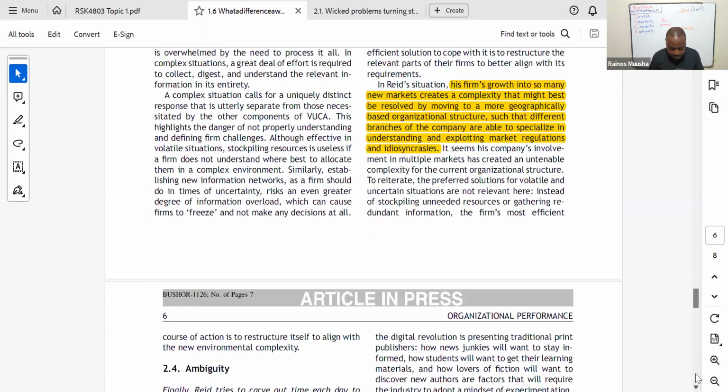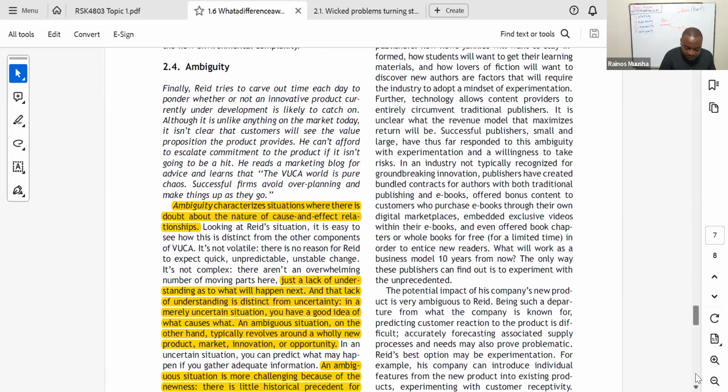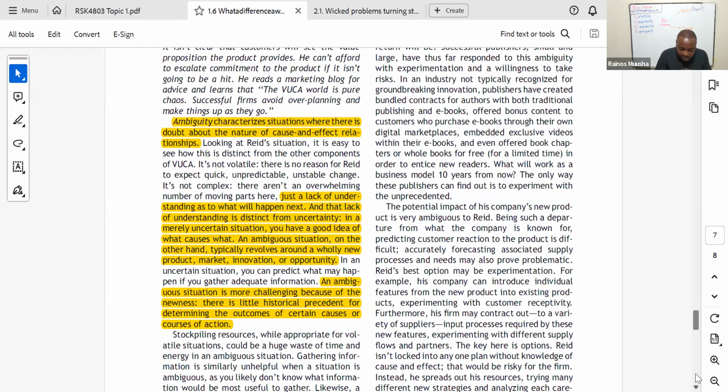Moving on to the last acronym, which is ambiguity. They say ambiguity characterizes situations where there is doubt about the nature of cause and effect relationships. So, just a lack of understanding as to what will happen next. That lack of understanding is distinct from uncertainty. In a merely uncertain situation, you have a good idea of what causes what. In a situation of uncertainty, what you're worried about is whether something is going to happen or not, but you have a good idea of exactly what is going to cause that loss event to happen if it happens.